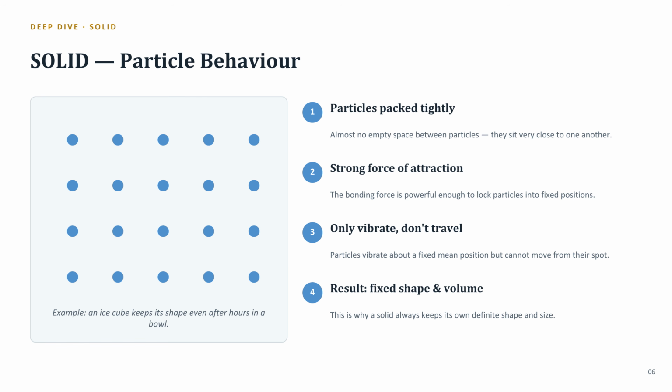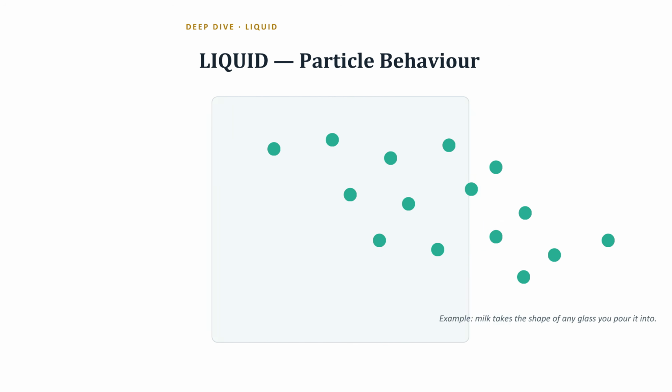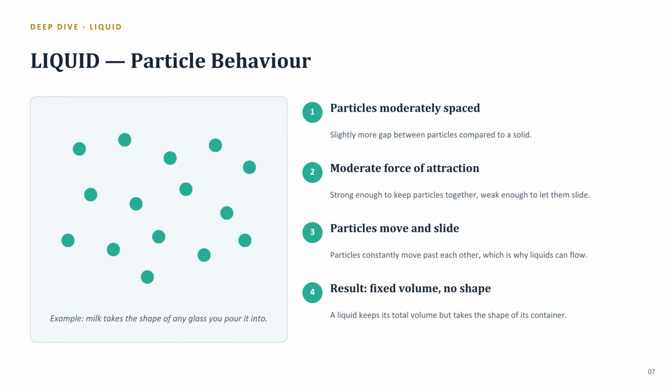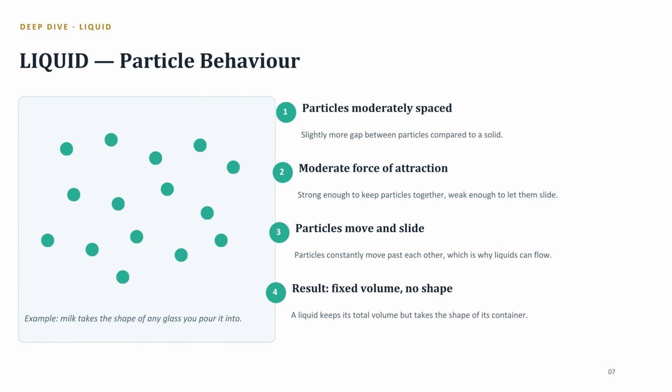Think of an ice cube. It keeps its shape even after hours. Now let's move to liquids. In a liquid, particles are slightly more spread out than in a solid. The force of attraction is moderate, strong enough to hold particles together, but weak enough to let them slide past one another. This is why liquids can flow. As a result, a liquid has a fixed volume, but no fixed shape. It simply takes the shape of its container.